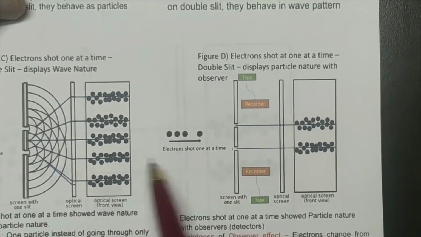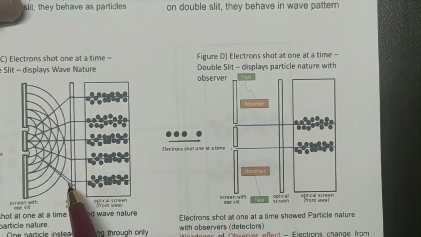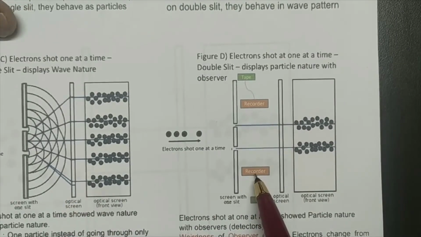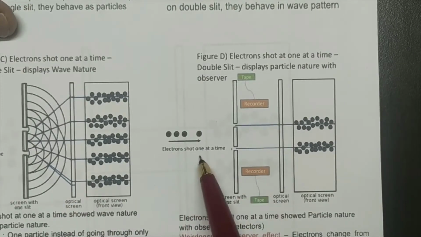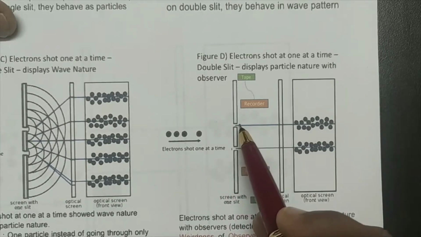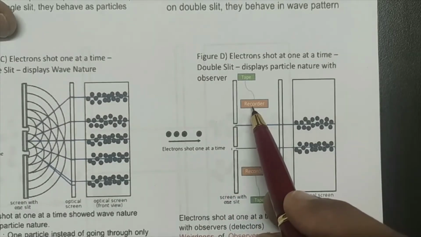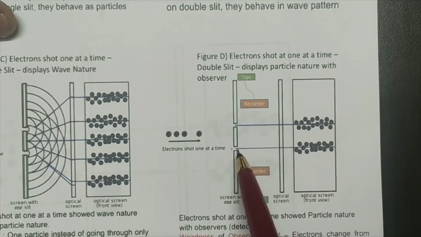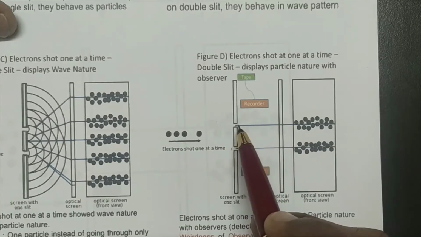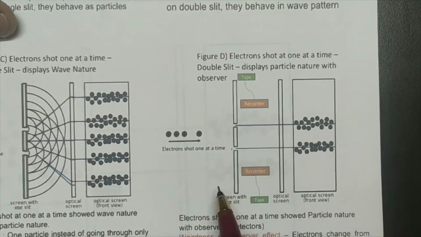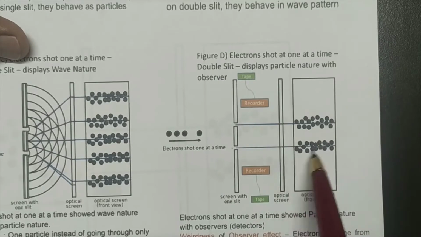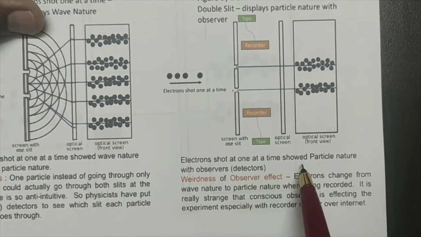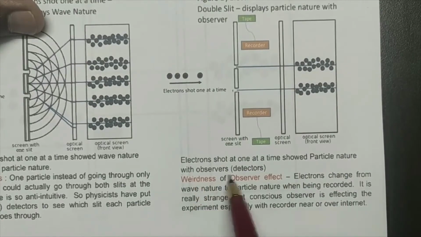On the other side, this is the same experiment, but we are placing a recorder. The electron is shot one at a time, but at this slit we put a recorder, and at this slit we put a recorder. We try to see which electron is coming from which slit. In that case, what we get is exactly the particle nature. So electrons shot one at a time showed particle nature when the observer detects them.